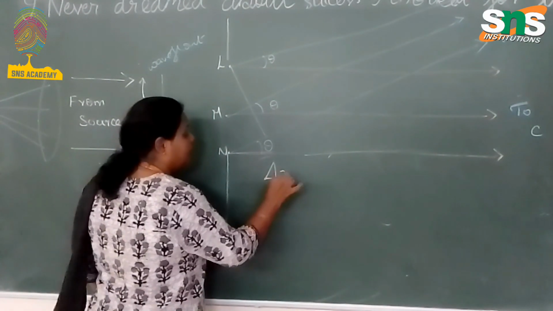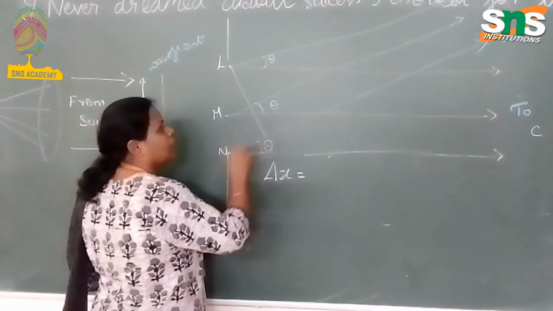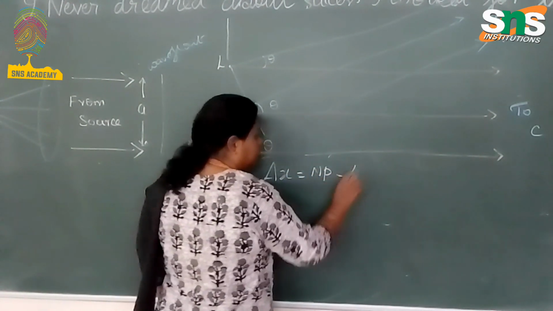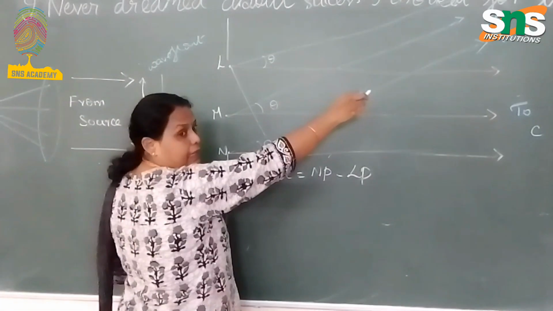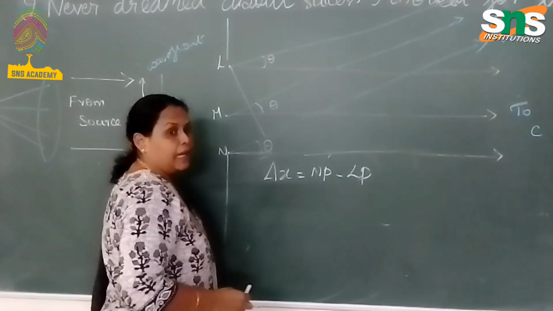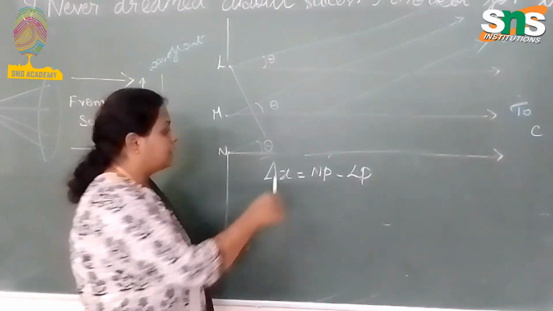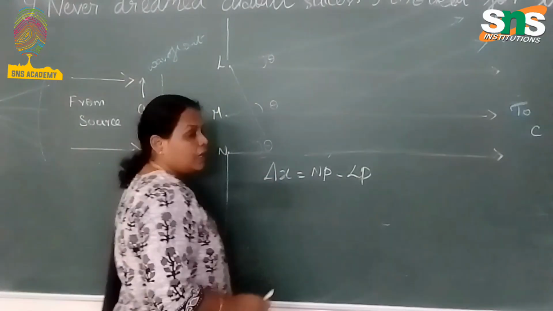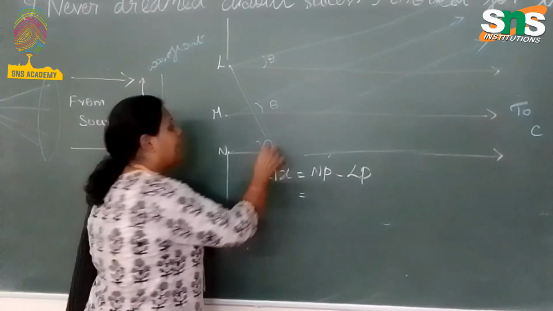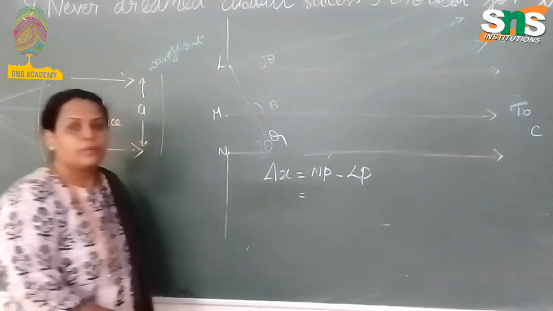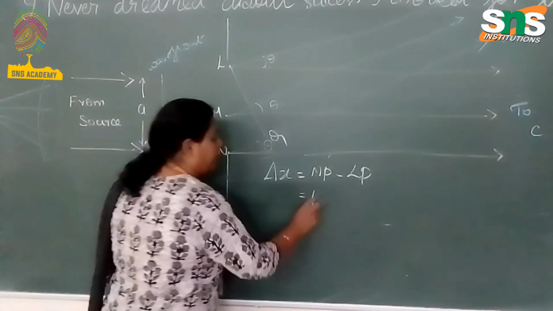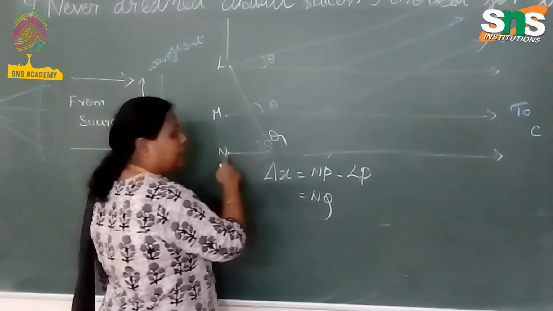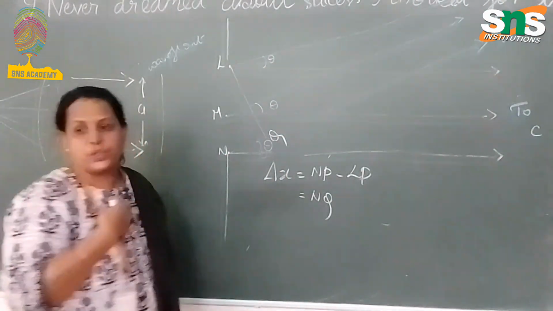Here, my path difference del x is equal to NP minus LP. So, what is my NP minus LP? If I subtract NP from LP, what will be my resultant? Consider this point as Q. Then it will be NQ. Am I right? If I subtract NP from LP, I will be getting my NQ. This is the thing I want to find out.